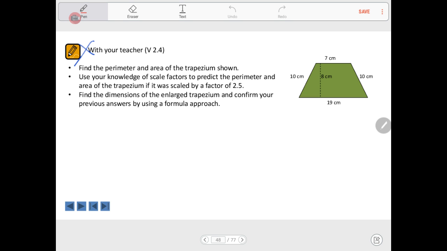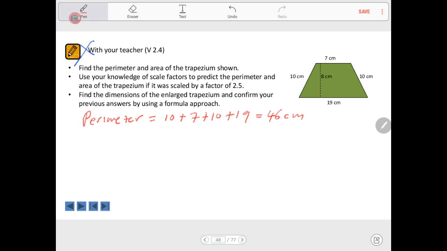Okay, here we go. So we're asked to make some predictions about the perimeter and area of this shape, this trapezoid or trapezium as they say here. So go ahead and calculate the perimeter and area. So perimeter, if I add up all the sides of this, I should get 46 centimetres.